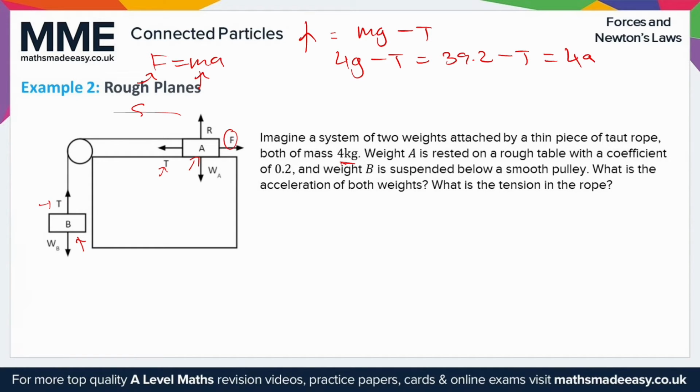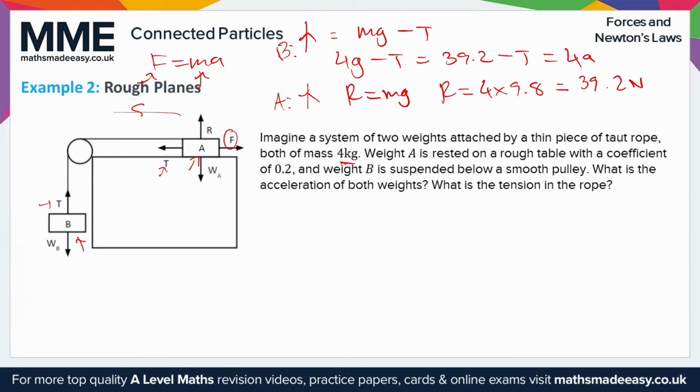So what else can we do? We can figure out the vertical direction for A. Okay, there's only two forces acting in the vertical direction on A. You've got its weight and you've got the normal reaction. So we then therefore know that one minus the other is going to be 0, isn't it? Because it's not accelerating in either direction. Okay, so we can say that R equals mg in the case of A. And we know that m is 4, we know that g is 9.8, so R equals 4 times 9.8, which is 39.2 newtons.